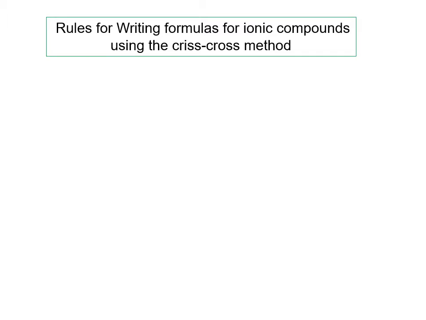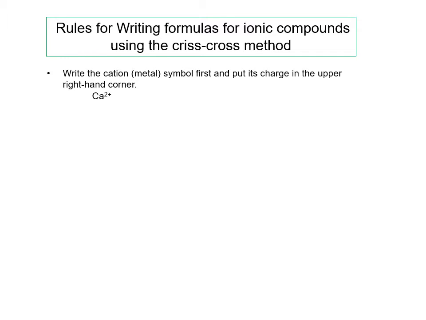So let's go ahead and look at rules for writing formulas for ionic compounds. And the method that I'm going to show you here is called the crisscross method. For the crisscross method, we're always going to start off with the cation first, because in the chemical formula, the cation is always written first. So we write the cation first, and we put the charge that it would have in a compound in the upper right-hand corner. So in the example we're looking at, calcium is in group 2A. So calcium has 2 valence electrons that it would like to lose, so it would get a charge of +2.